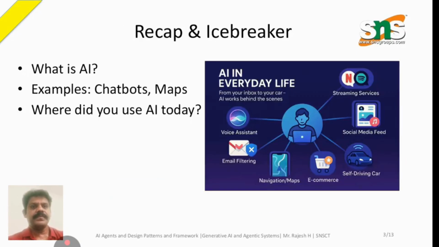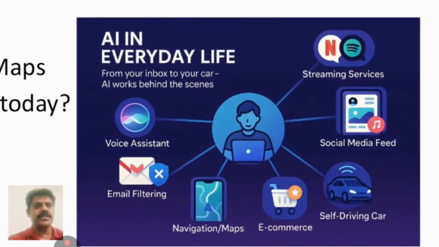So let's have a recap with a few ice-breaking questions. What is AI? Give some examples, explain chatbots and maps, and where did you use AI today? As we know, we use AI in everyday life, starting from your email inbox to your autonomous cars, where AI is the reason behind. Here plenty of examples are pictured: voice assistant, email filtering, navigation maps, online e-commerce, autonomous cars, social media feeds, and also streaming services, OTT platforms.